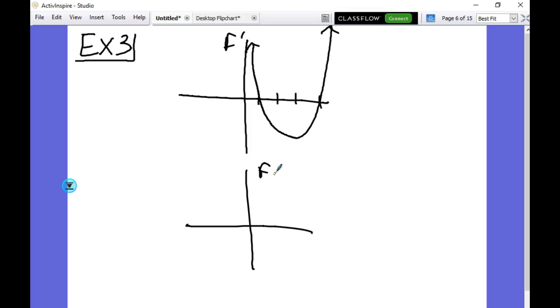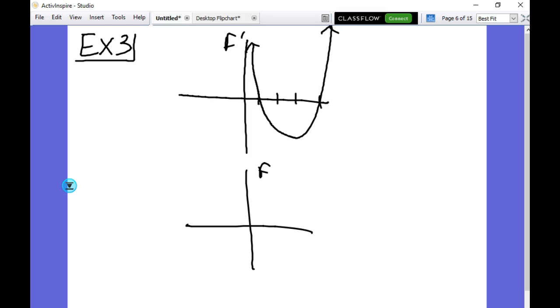Can you guys tell me where the slope of f is positive? On what interval? Sure. So from 3 to positive infinity, that's a positive slope. Was it 4? Oh, I thought you said 3. I said 3.